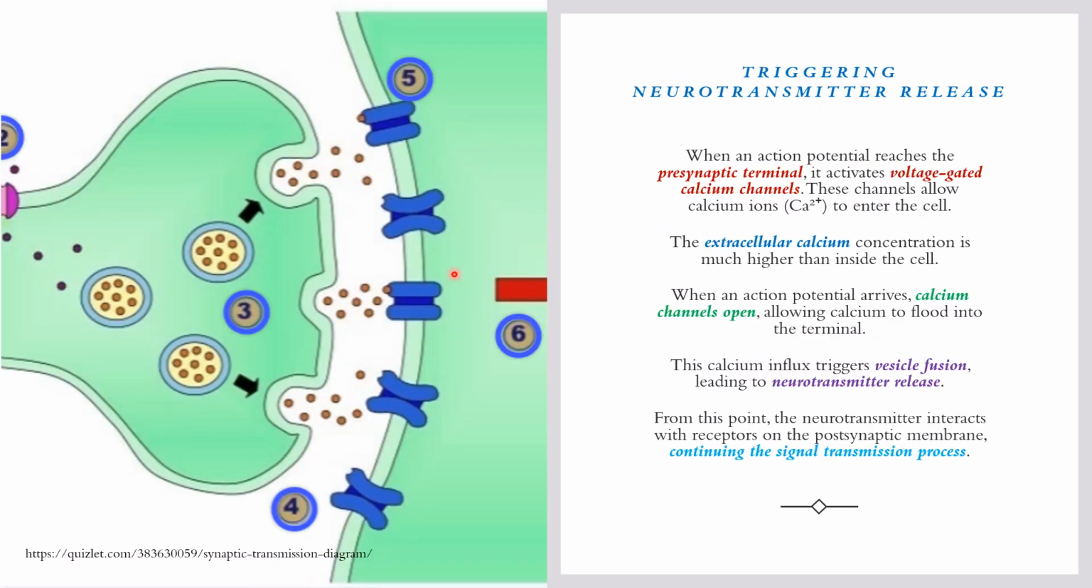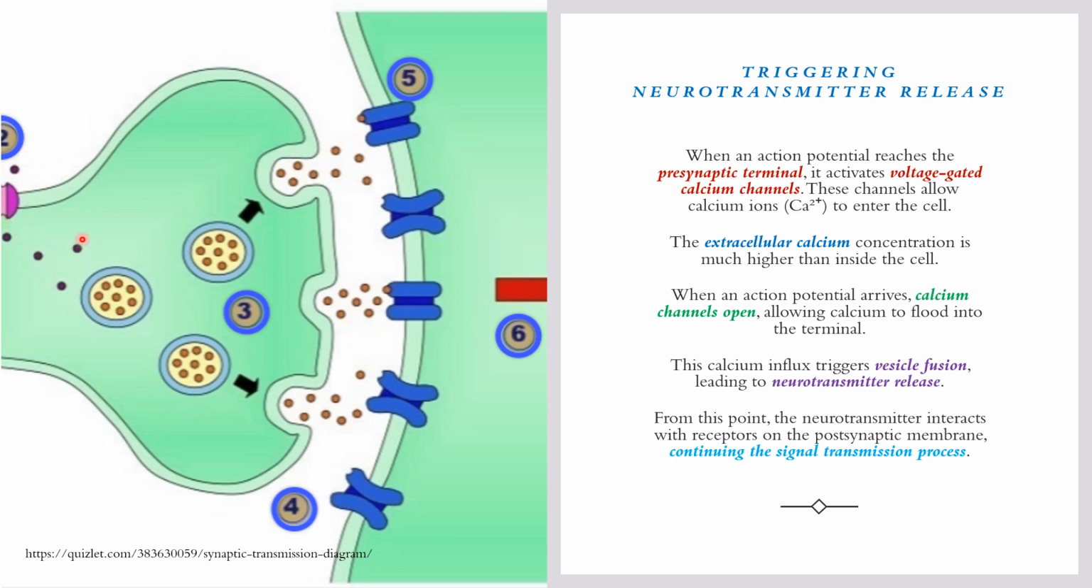And how the neurotransmitter release is triggered, we will discuss briefly. I mentioned it a little bit in the first slide. When an action potential reaches the presynaptic terminal, we cannot see it very clearly here, but before this axon terminal we have voltage-gated calcium channels. These channels will allow calcium ions to enter the cell.